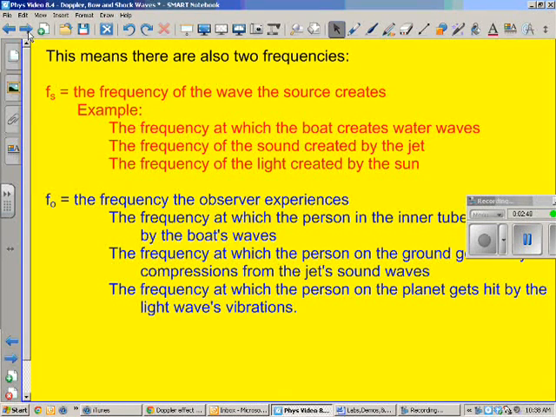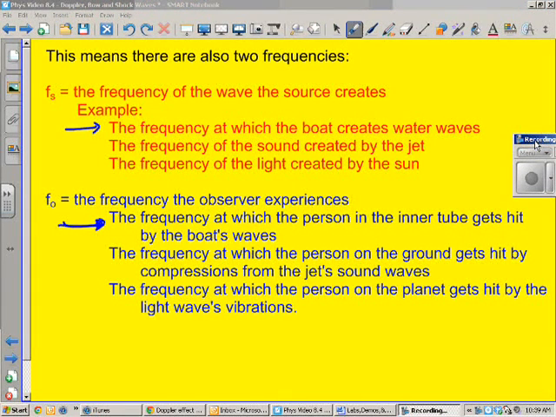All right? So as a result of that, there's two different frequencies. There's the frequency of the wave that the source creates. So the boat moving through the water is going to be bouncing up and down, creating waves with some frequency. There's also the frequency at which the person floating in the water gets hit by the waves. So this is the frequency at which the boat is creating waves. The frequency the observer experiences would be the frequency at which he gets hit by the waves. Okay?